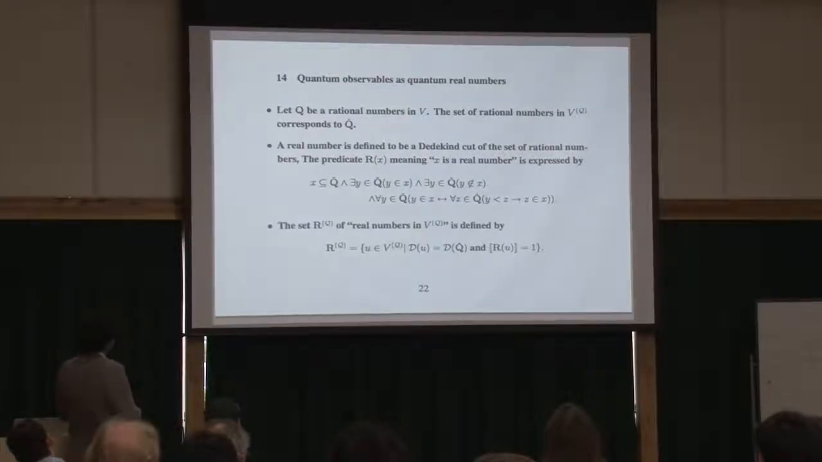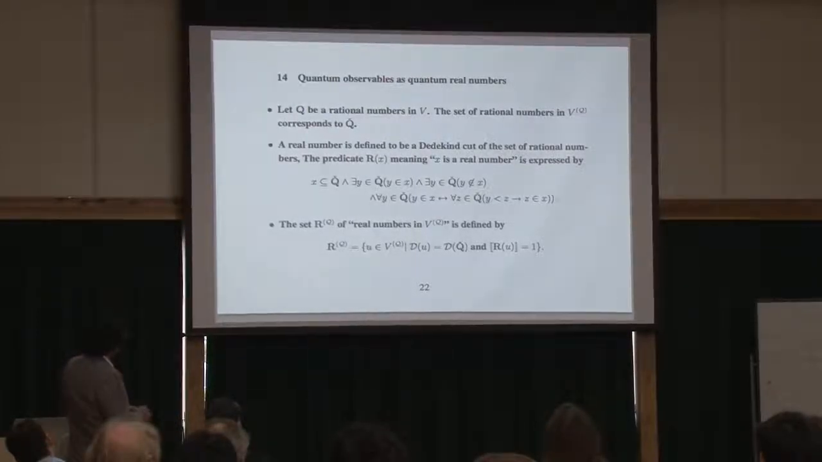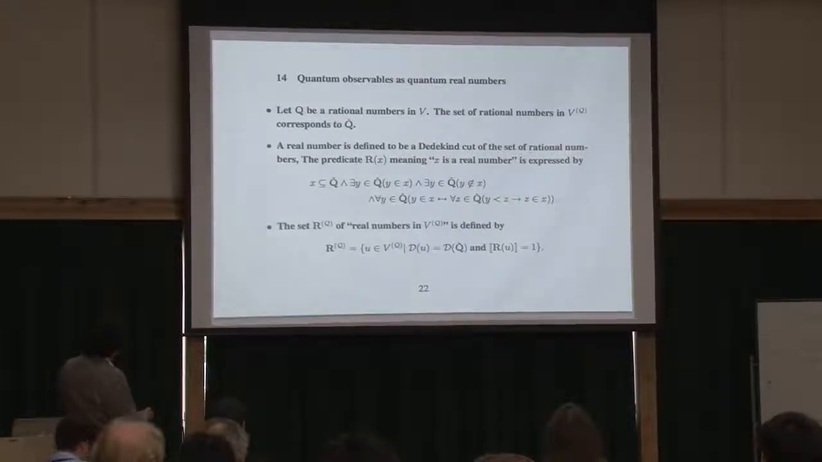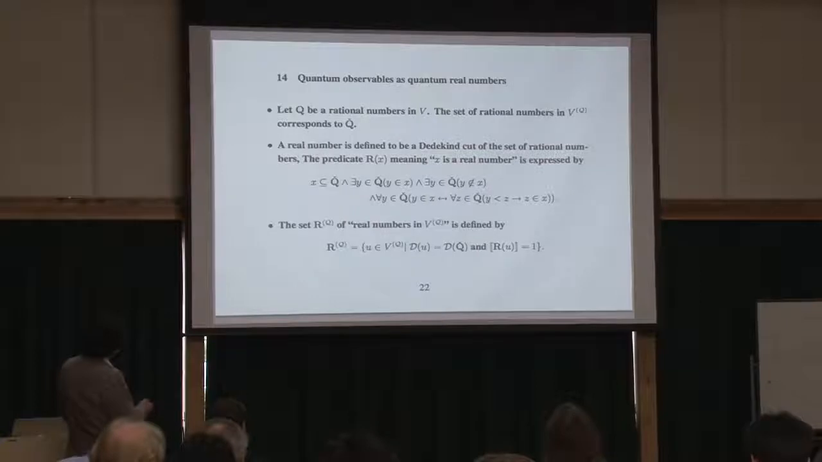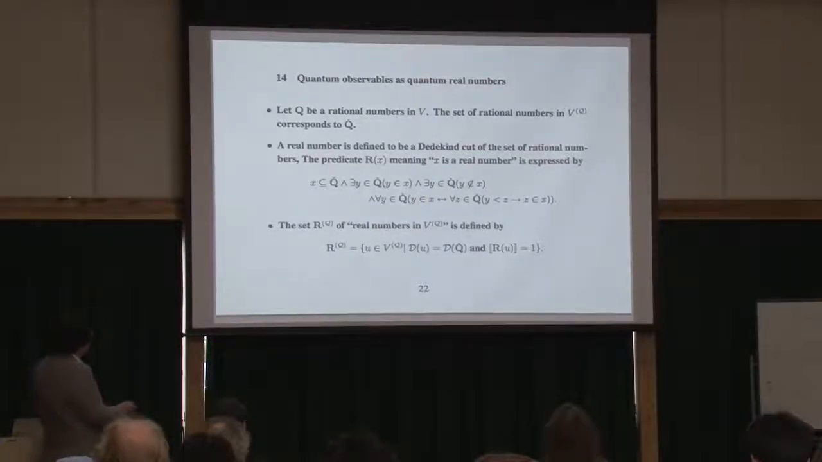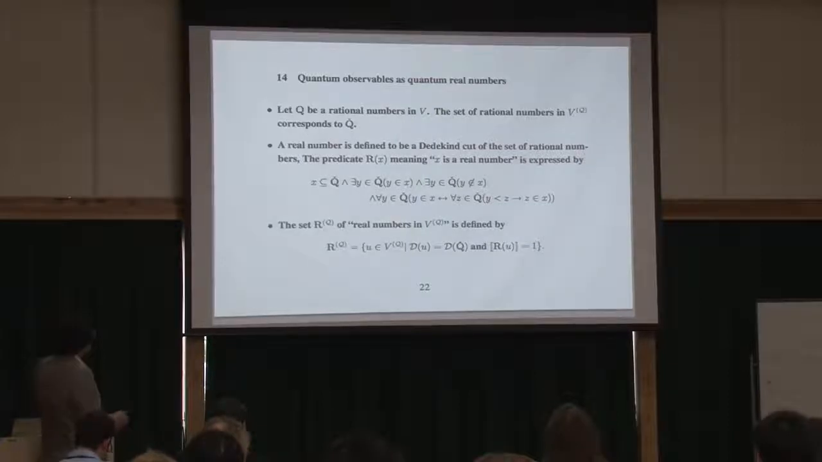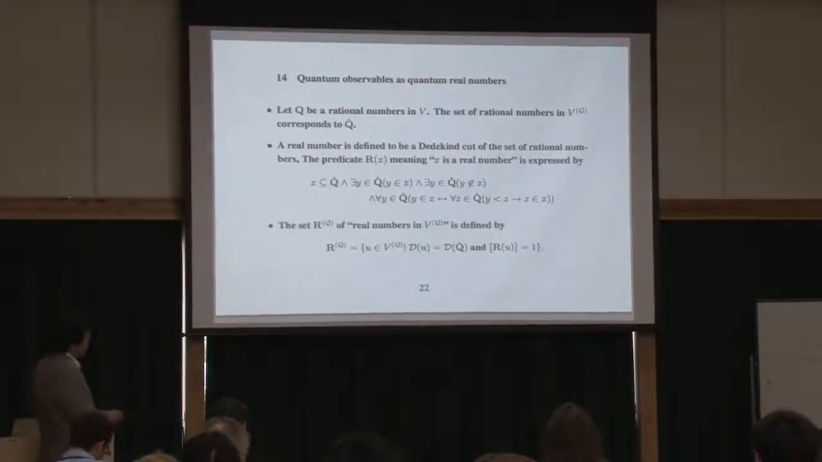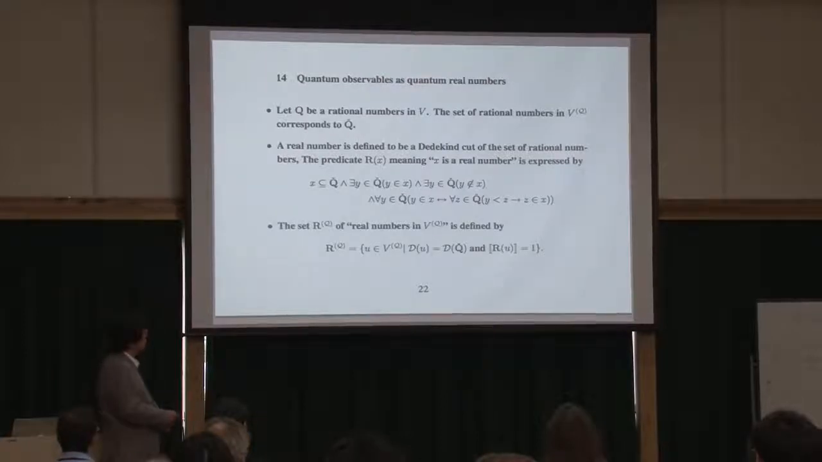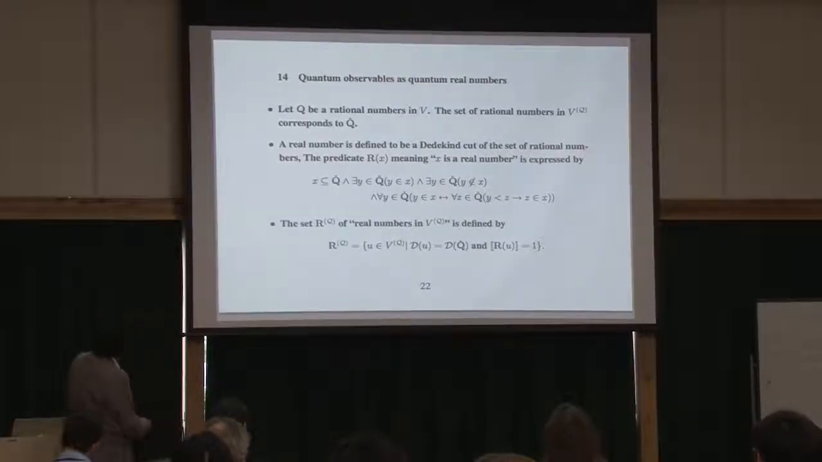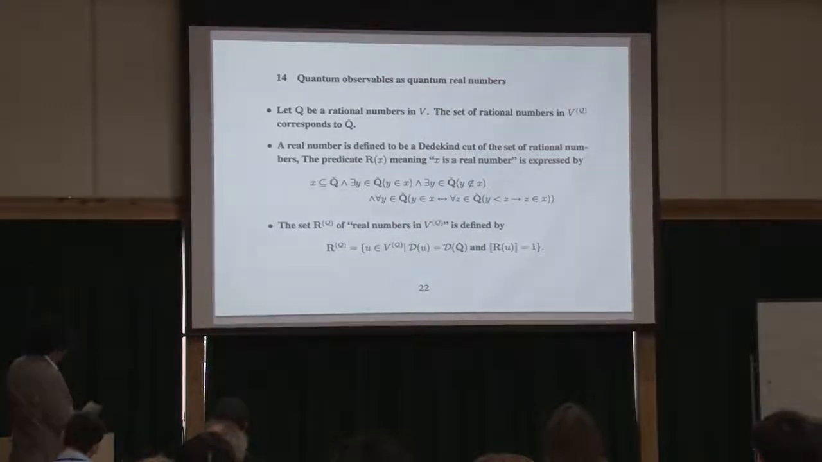Now we consider the real numbers in this quantum set theory. We start with rational numbers in the standard set theory. Then the embedding of a standard rational number in the quantum set theory is also treated as a rational number. However, the embedding of a real number is not necessarily a real number in the quantum set theory. In order to define the real numbers in the quantum set theory, we define a real number to be a Dedekind cut of the set of rational numbers.